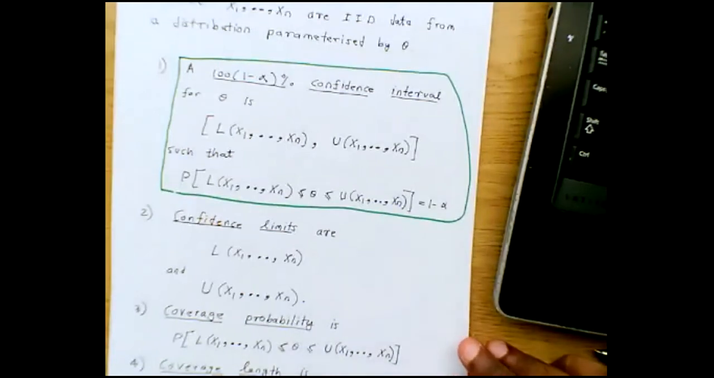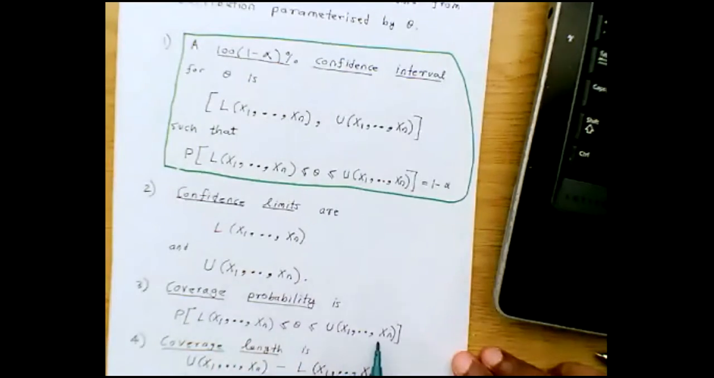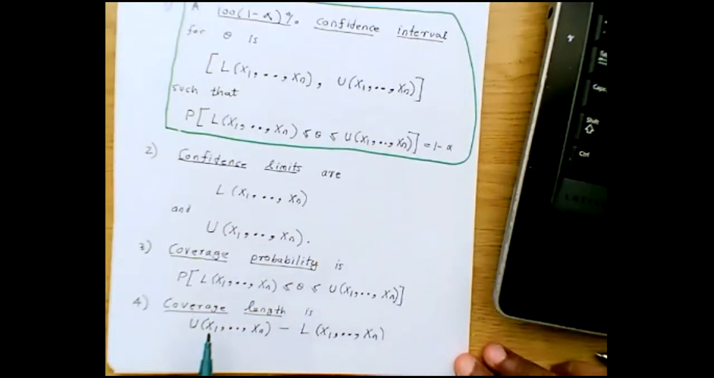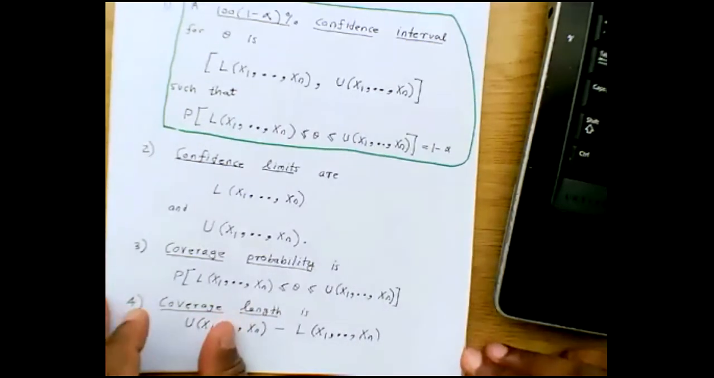And the next thing is the coverage probability. The coverage probability is the probability that theta lies between L and U. So this is known as the coverage probability. And the next thing is the coverage length. Coverage length is simply the difference between the upper limit and the lower limit. So it's U minus L, all right?